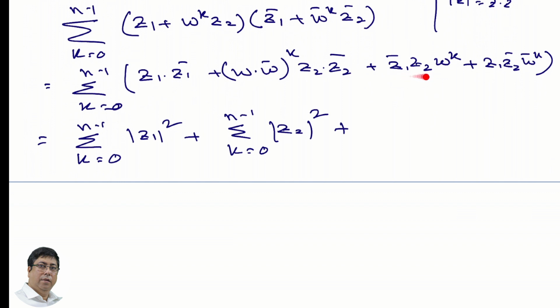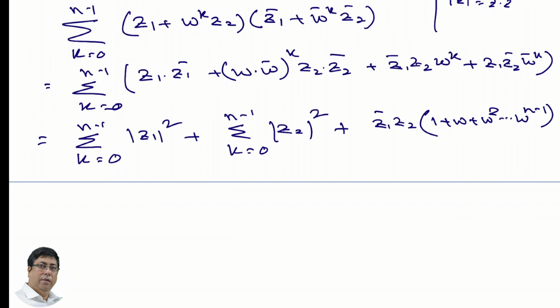Plus in the third term, for k equal to 0 to n minus 1, we are seeing z1 bar z2 times the sum of omega to the power k. If we apply k equal to 0, that is omega to the power 0, 1; k equal to 1, that is omega; k equal to 2, that is omega square, up to omega to the power n minus 1. That is 1 plus omega plus omega square up to omega to the power n minus 1. And as we know, the sum of the nth roots of unity is always 0, like for cube roots of unity, 1 plus omega plus omega square equals 0. It is the same thing.